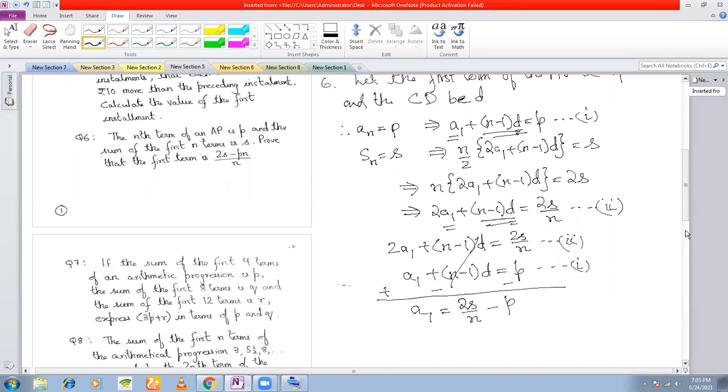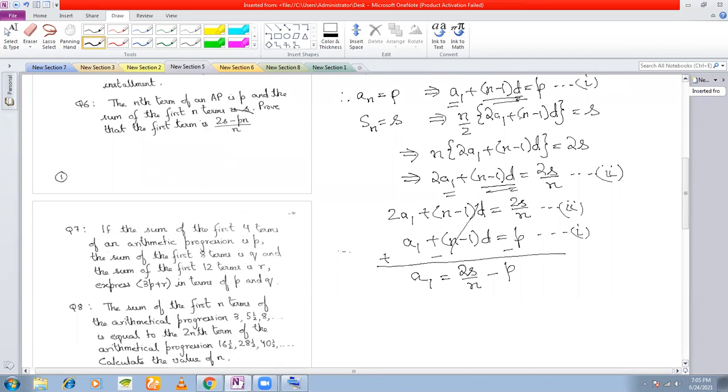And we are done here because they asked you to show that the first term is (2S minus Pn) by n. So if you now take the LCM, we'll get the answer. What is the first term? (2S minus Pn) by n. And that is your answer. Finished? Clear?